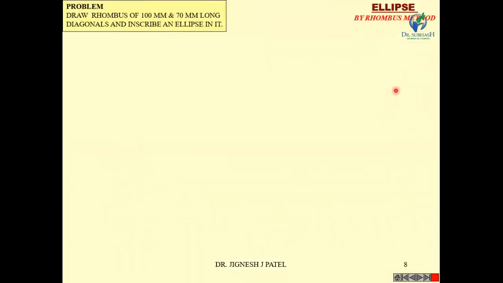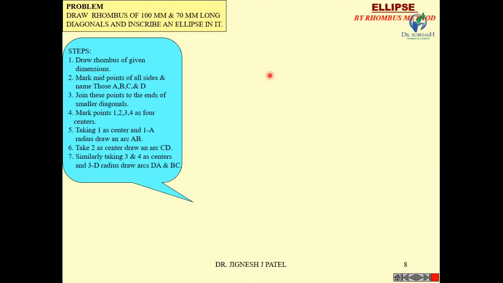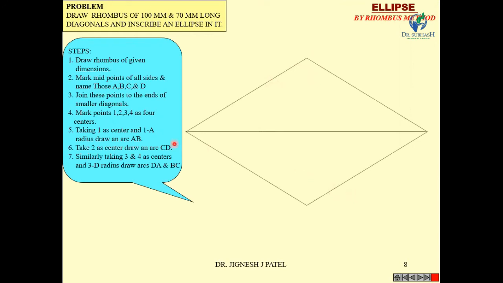And the last one is the rhombus method. Draw a rhombus with diagonals 100 mm and 70 mm long and inscribe an ellipse in it. Now let us see. A rhombus, 100 by 70 mm: one diagonal is 100 and another diagonal is 70 mm. Now find the midpoint of each side. These are A, B, C, and D.